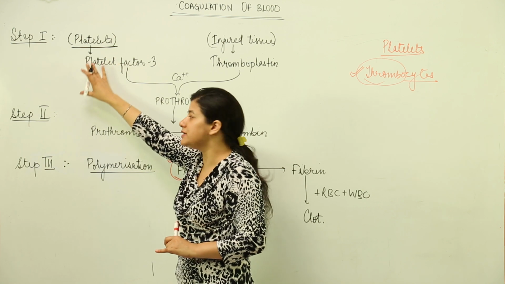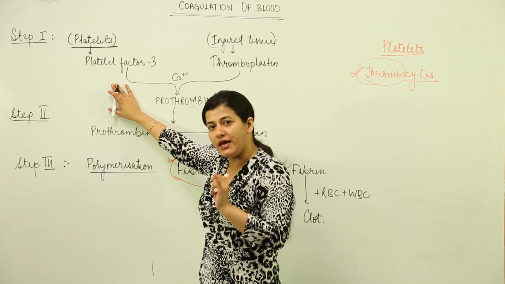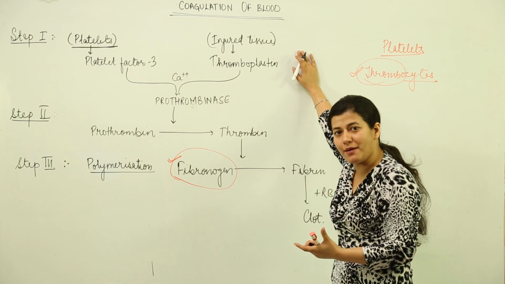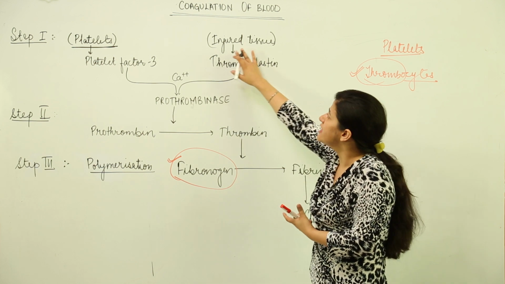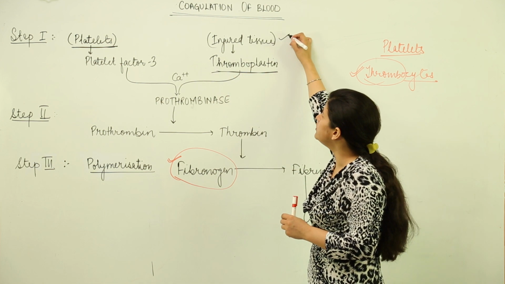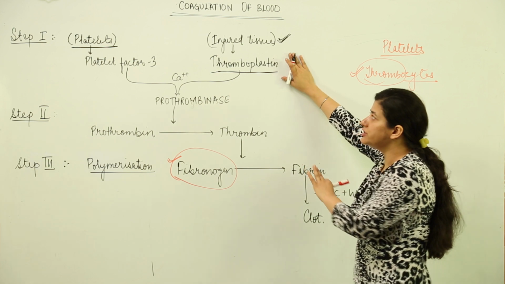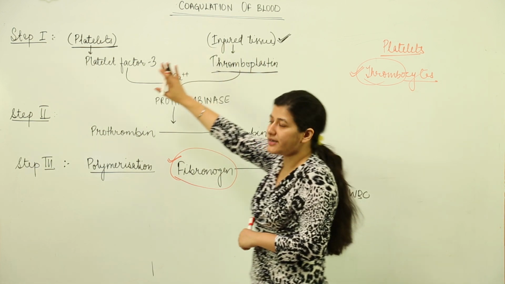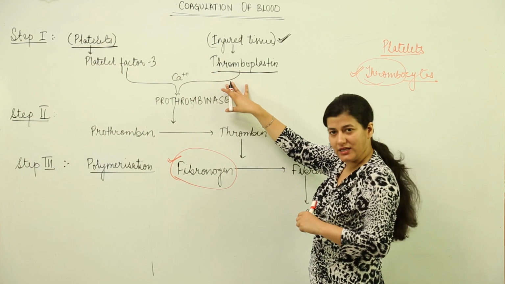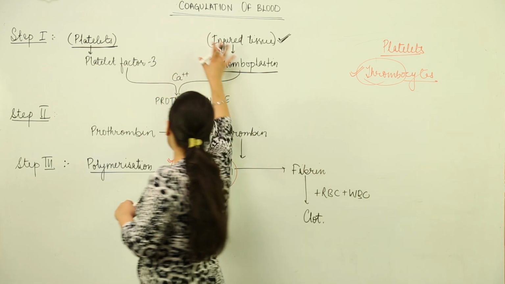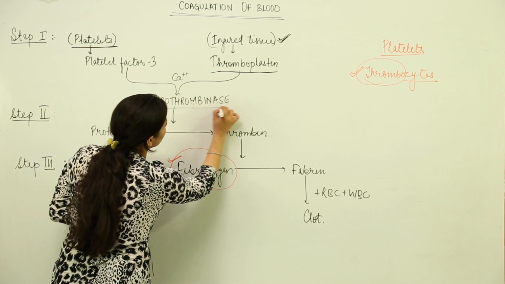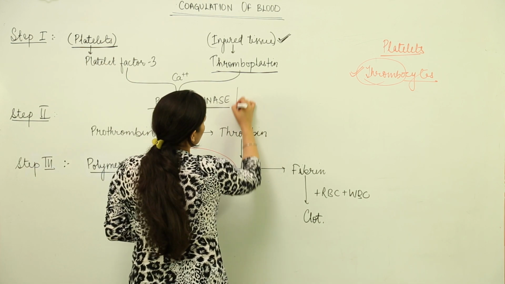The platelets release platelet factor 3 on seeing an injury in the blood vessels, and the injured tissue, which has been damaged by a cut or a bruise, releases thromboplastin, a protein released by the injured tissue itself. Now calcium ions combine with both of these, and convert thromboplastin, in the presence of platelet factor 3, to prothrombinase. Another name for this is thrombokinase.